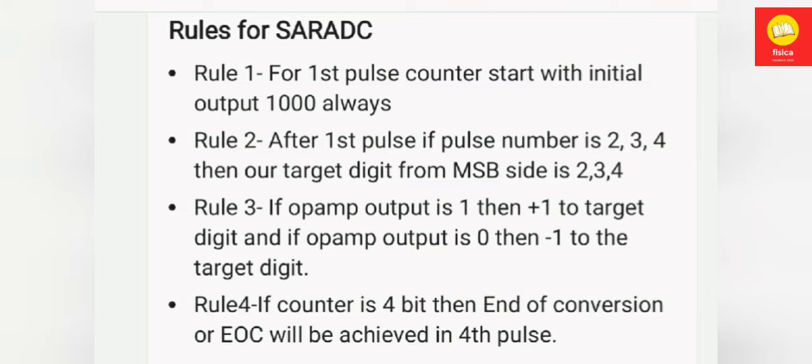Finally, we get the rules for SAR-ADC. Rule 1, for the first pulse, the counter starts with initial output 1000 always. Rule 2, after the first pulse, if the pulse number is 2, 3, 4, then our target digit from the MSB side is 2, 3, 4 respectively. Rule 3, if the op-amp output is 1, then plus 1 to the target digit, and if the op-amp output is 0, then minus 1 to the target digit. Rule 4, if the counter is 4 bit, then end of conversion or EOC will be achieved in the 4th pulse.